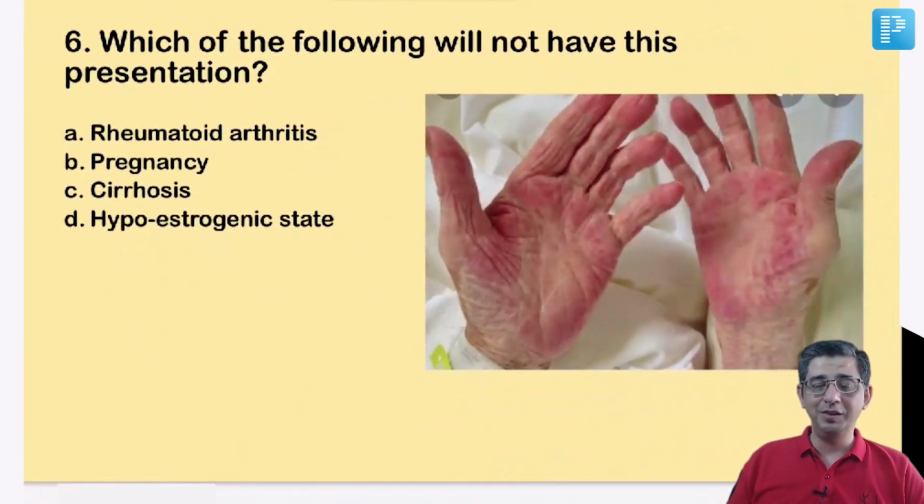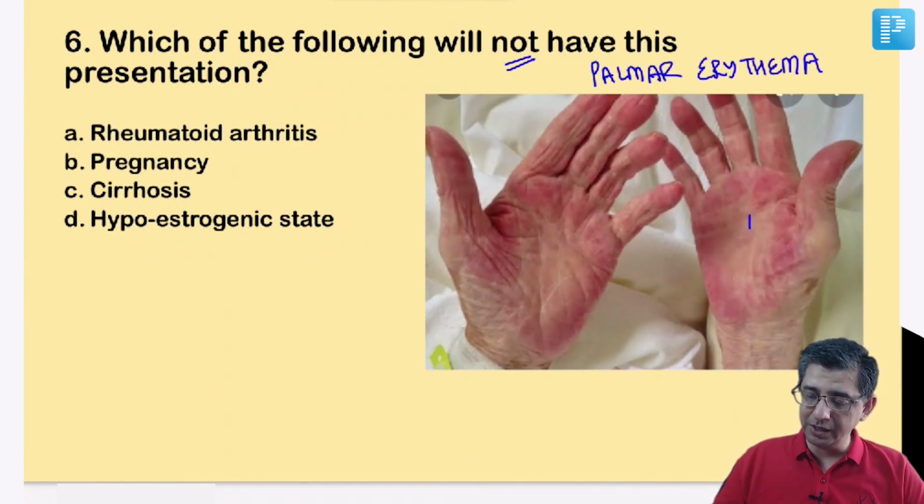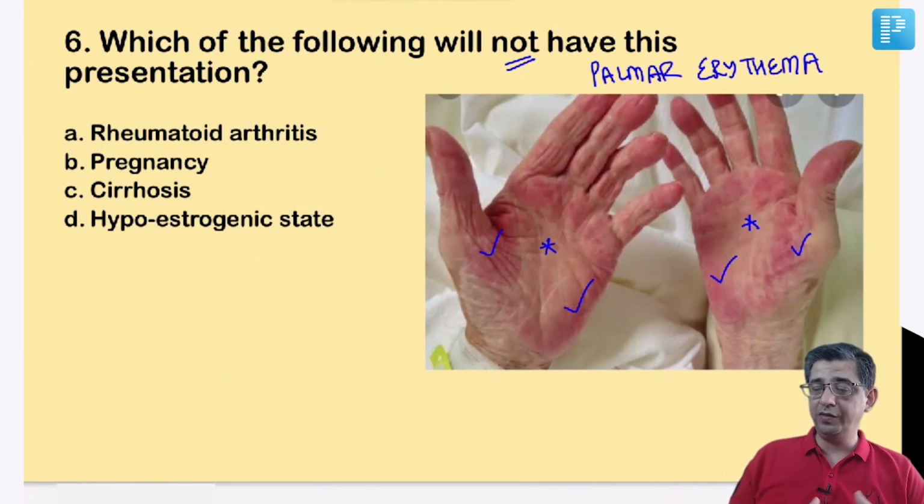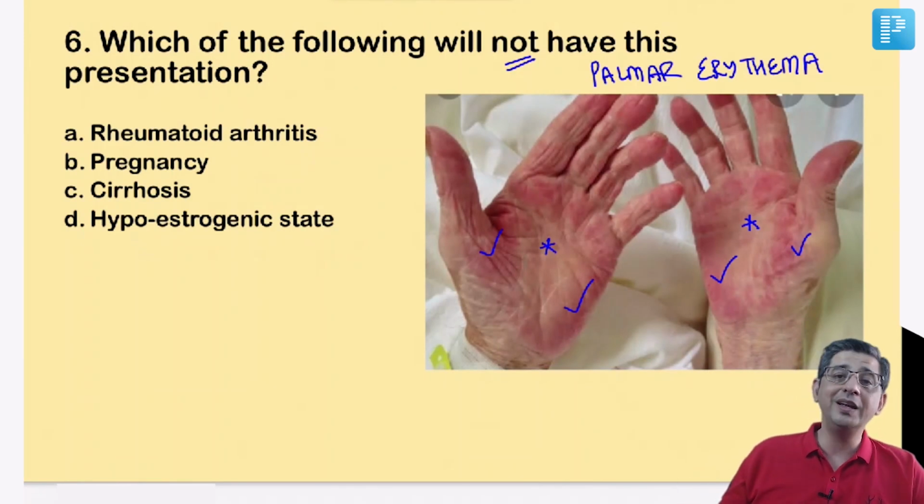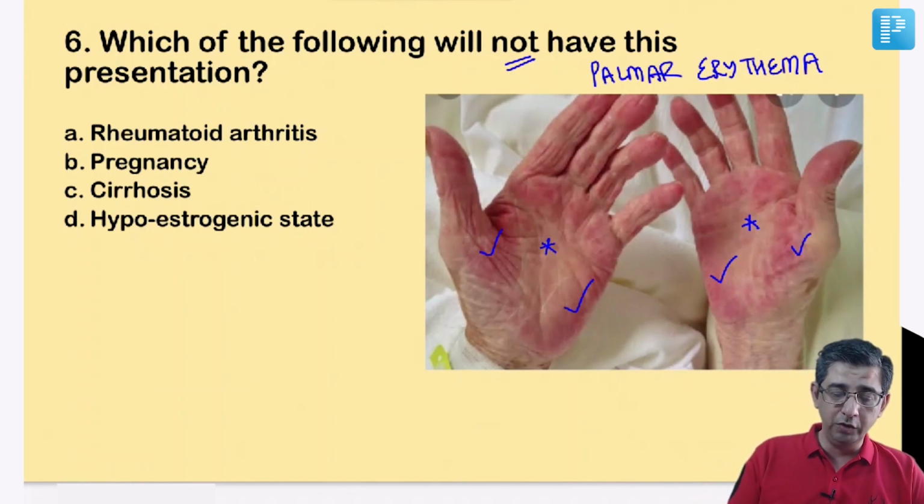Which of the following will not have this presentation? A lot of guys just looked at this and found that the patient had a very characteristic palmar erythema. You can notice that the central part of the palm has some pallor, but the thenar eminences and the hypothenar eminences have a definite flush. They definitely have redness. This palmar erythema is very characteristically seen in cirrhosis, a condition in which the levels of estrogen in the body dramatically rise.